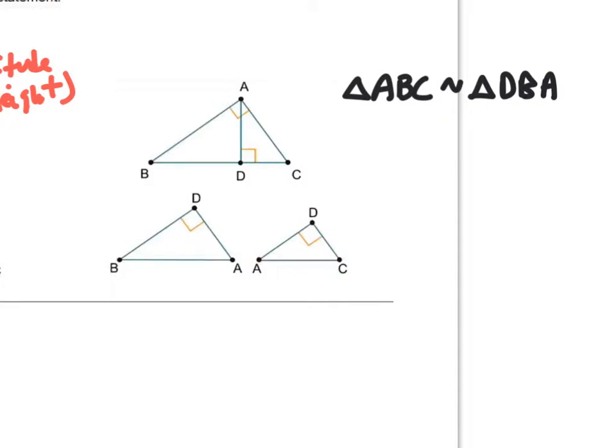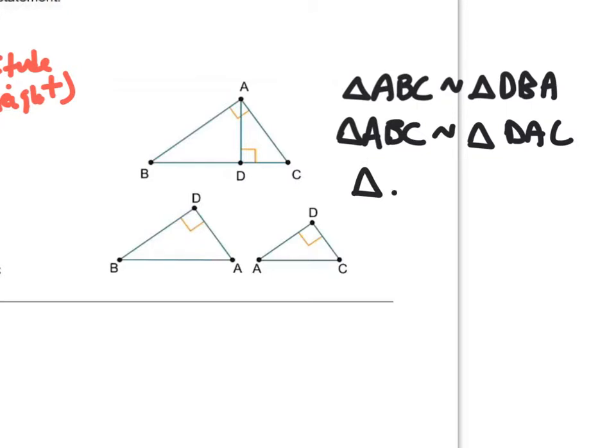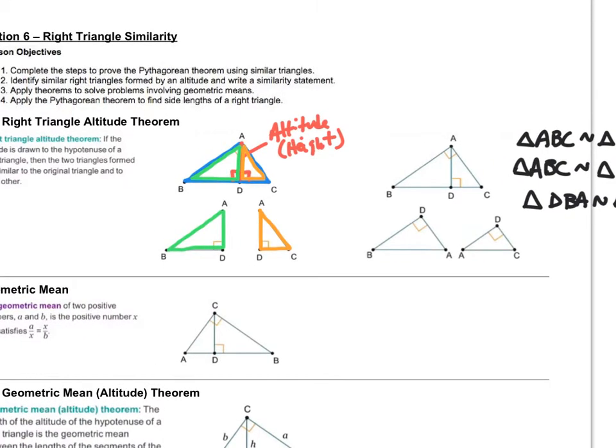So let's write that triangle ABC, the big triangle, is similar to the little one, triangle DAC. And then we know that these two smaller triangles are similar, so we can say that triangle DBA is similar to triangle DAC. So if you have a right triangle and you draw an altitude into that triangle, it separates it into three similar triangles.